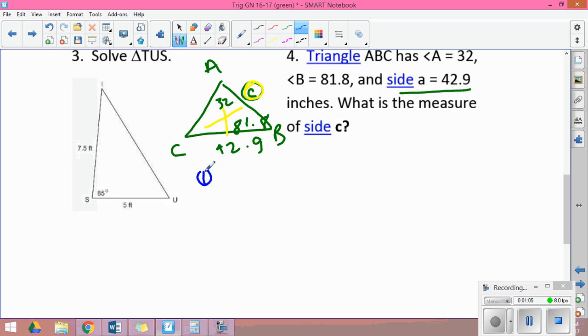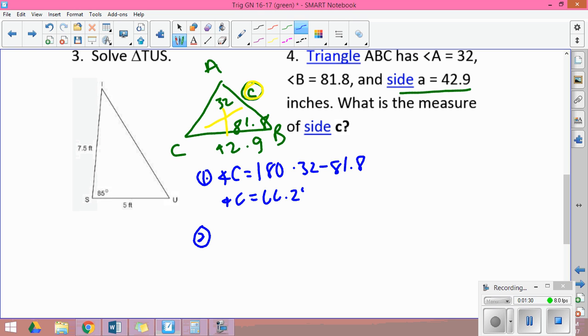But it's not as dire as it seems because I do know 2 of the angles. And so the first thing I can do is I can find that angle C is equal to 180 minus 32 minus 81.8. And that is a step that most kids forget. They think they don't have enough information, but remember, if you know 2 angles, you can always find that third. And so I know that angle C is 66.2 degrees.